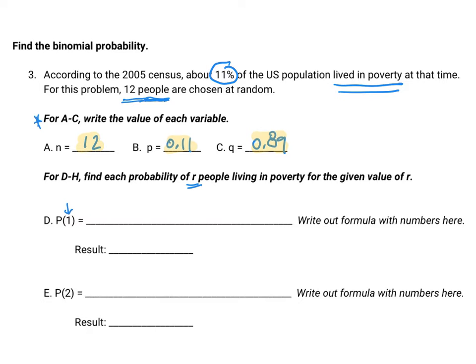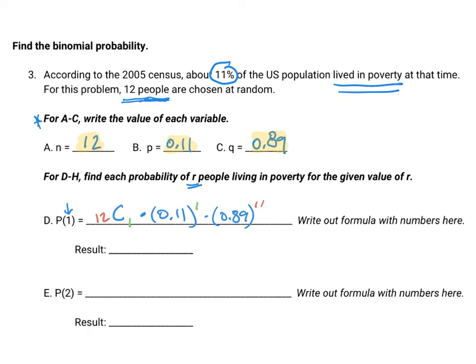So on the first blank line, we want to actually write out the formula with the values that we're going to use. So as you probably remember, we have to do a combination first. It's NCR. So we're going to do 12C1 because our value of R is 1. Then we're going to multiply by our P probability, which is 0.11, raised to the R power, which we just said was 1. And that means our Q probability, which is our failures, in this case, success means living in poverty, which I know doesn't sound great. In this case, it'll be 12 minus 1, which is 11.